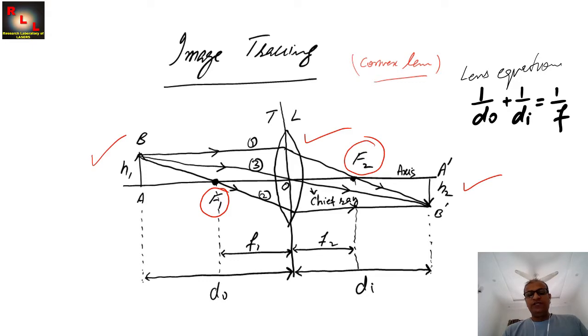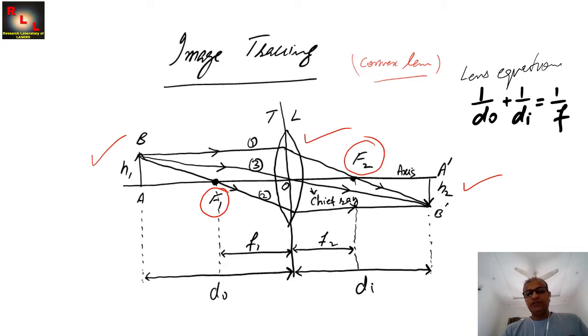You can see there are three major rays here. The center one, which is the third ray, is called the chief ray. The center ray starts from the point B, the object, and passes all the way through the center of the lens to B prime, which is the image.